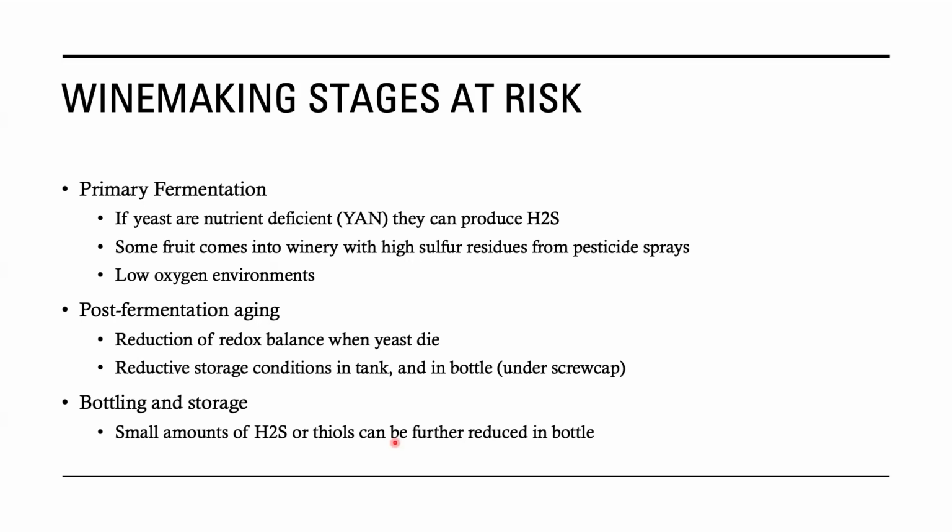Post-fermentation aging. So when the yeast die, they tend to shift the redox balance quite a bit. And they tend to, let's say, suck all of the dissolved oxygen out of the wine. And because of that, you've got a reductive environment in your wine right after fermentation as those yeast die and settle out. So you might start picking up H2S or some other sulfur-containing compounds at that point. Reductive storage conditions in tank and in bottle under screw cap.